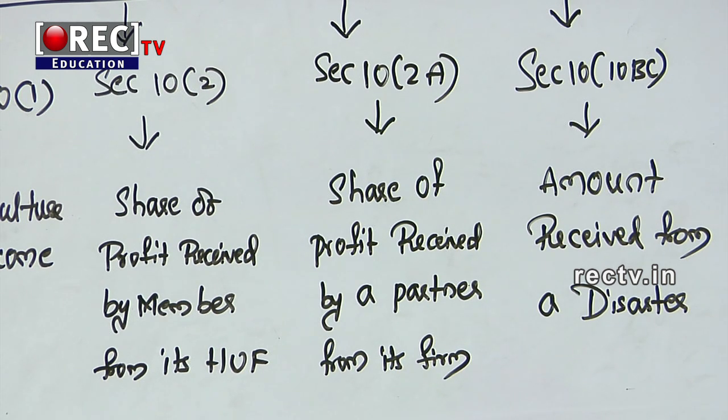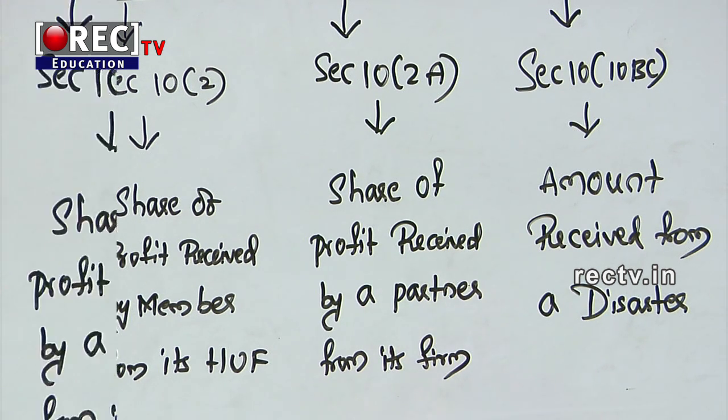Section 10 subsection 2A. Share of profit received by a partner from its firm. Share of profit received by a partner is exempt from tax under section 10 subsection 2A. What is exempt? Whether it is profit, remuneration or interest on capital? Here the answer is that the exempt amount is only the share of profit. If the partner draws any remuneration or interest on capital, such amount would be taxable in the hands of the partner under section 28.